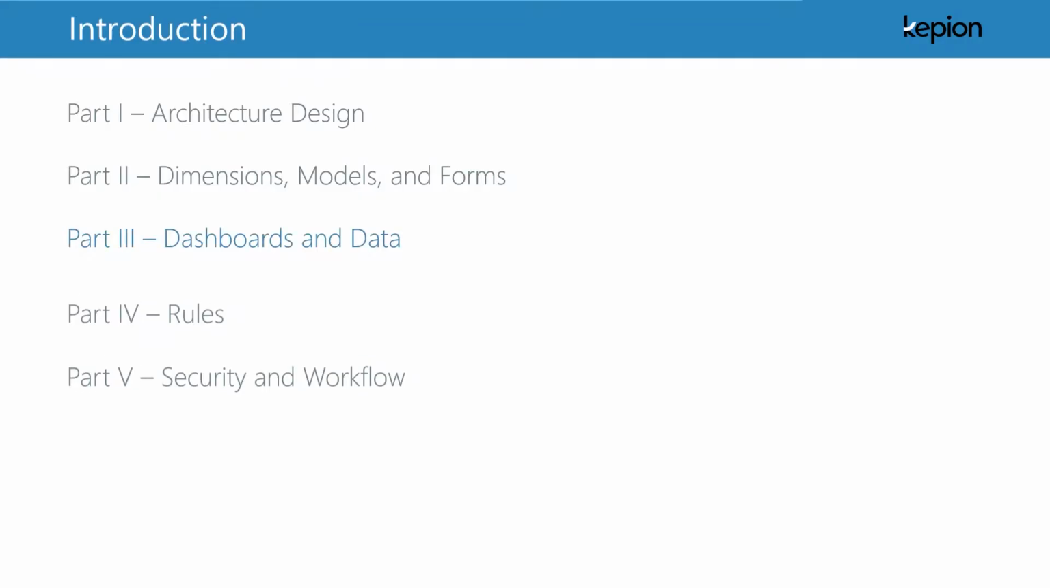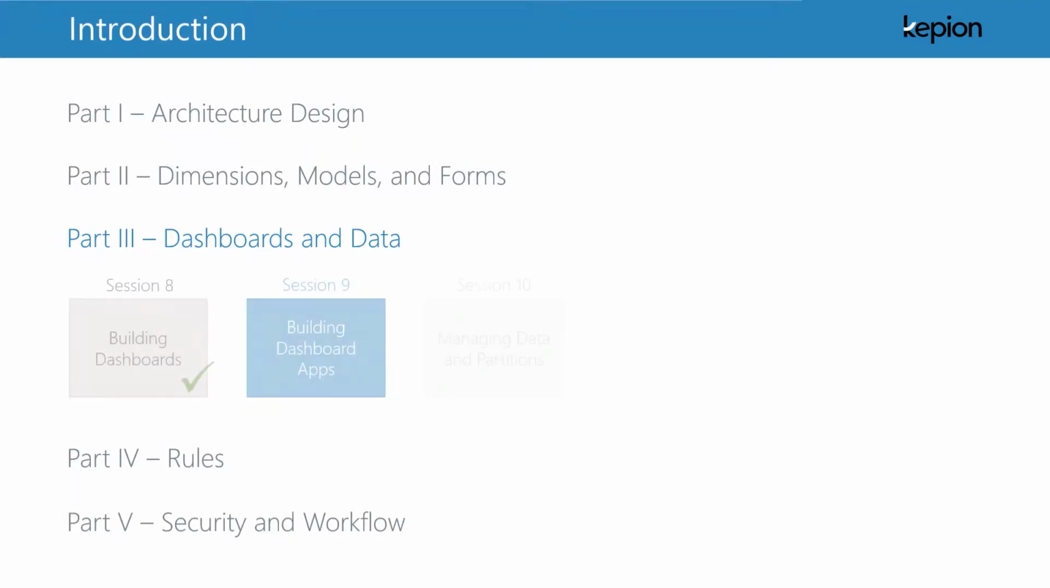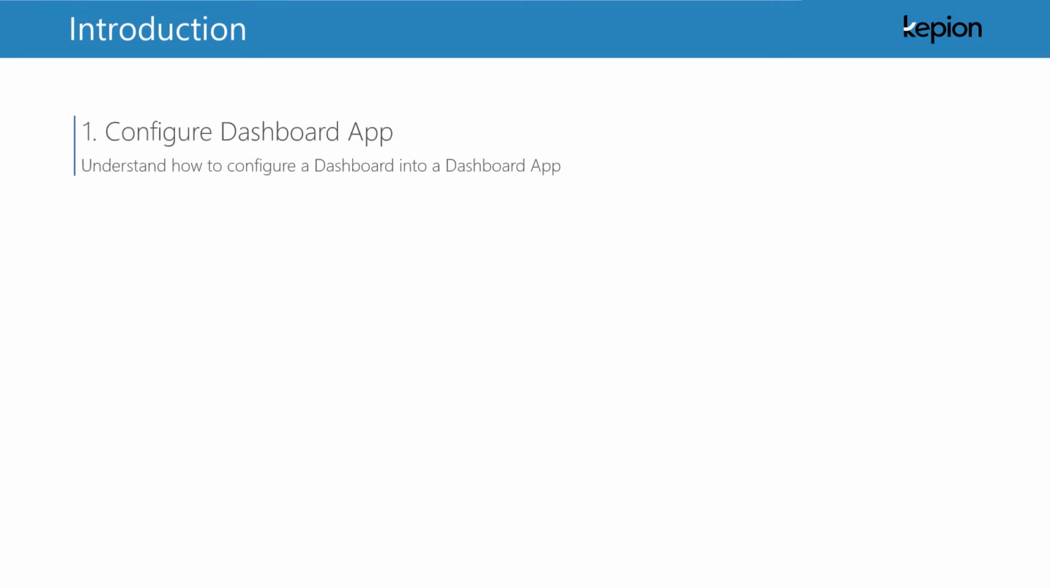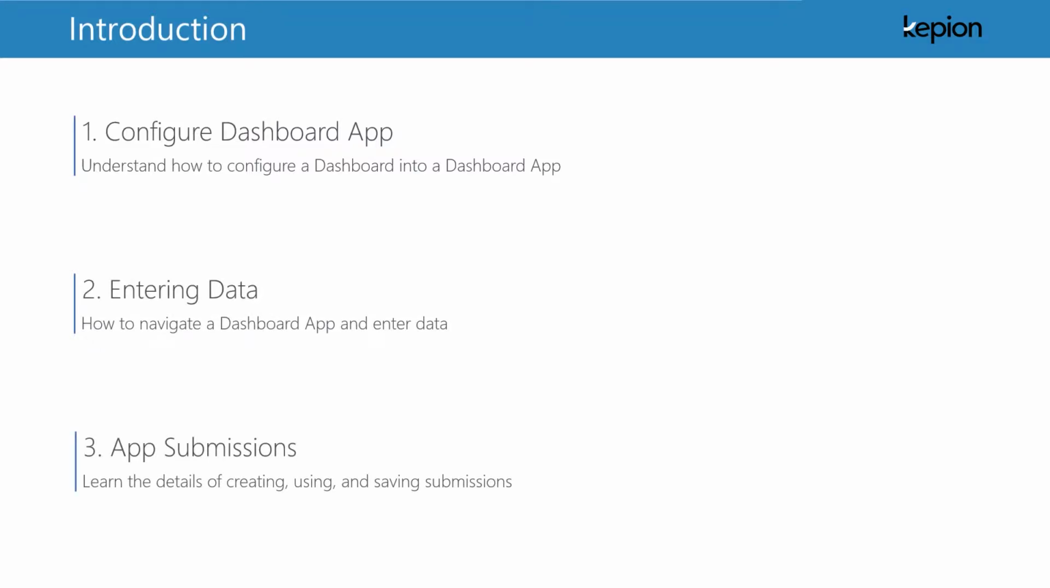In this session, we'll turn the dashboard we designed into a dashboard app, so that end users can interact with it and input data. We'll begin by looking at what a dashboard app is and how they're configured within Kepion. Then we'll learn how to navigate an app and enter data. And lastly, we'll examine the details behind creating and saving submissions.